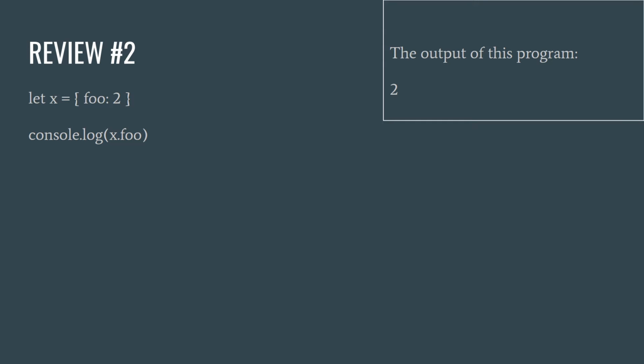So let's cover another example. In this case, I have a variable x, and on the right-hand side of the equal sign, I have an object with one property foo, with a value of 2. On the next line, I'm going to console log x.foo. x.foo is equal to 2. We know that because of the first line.